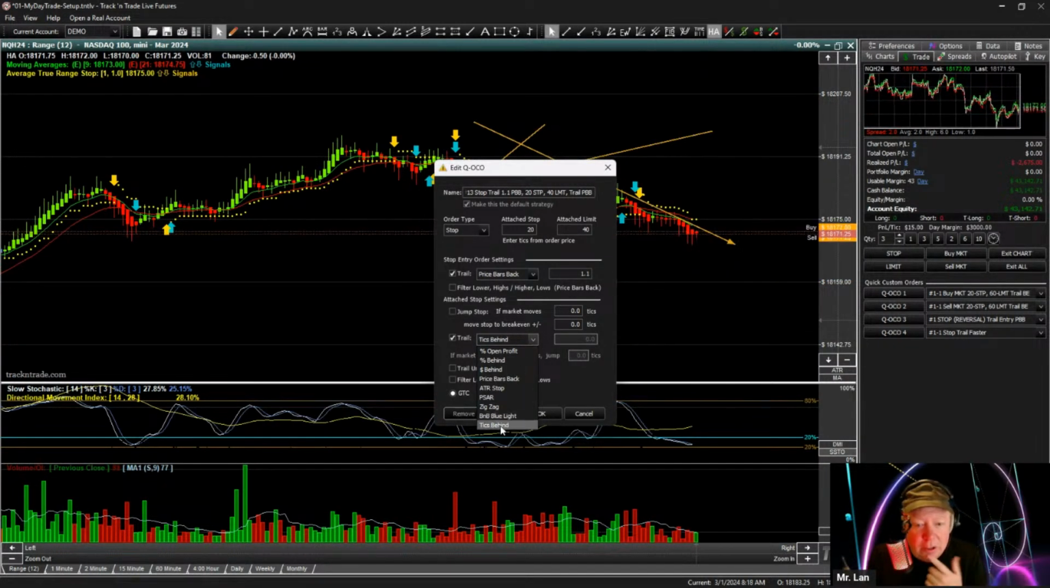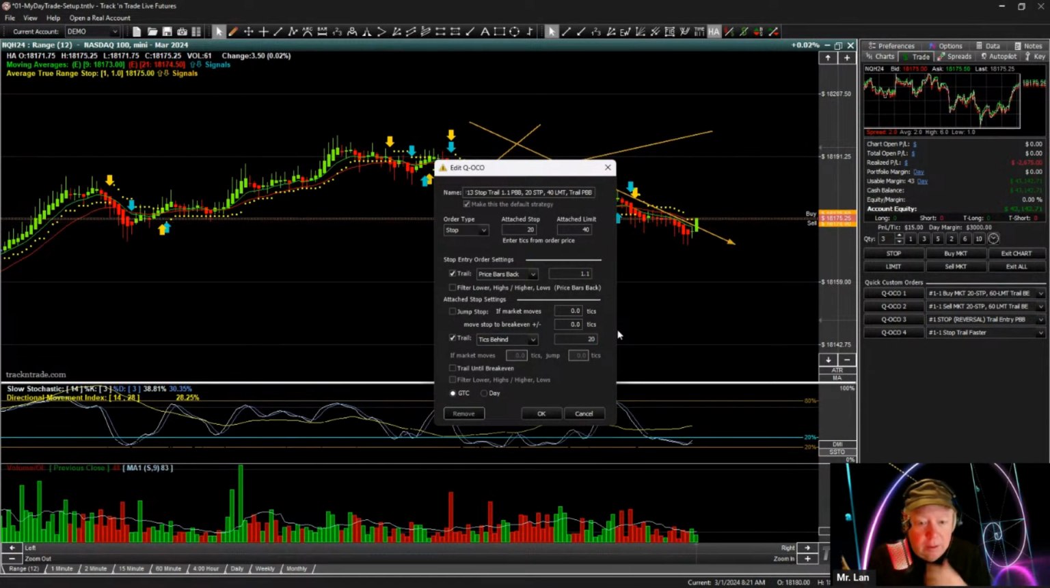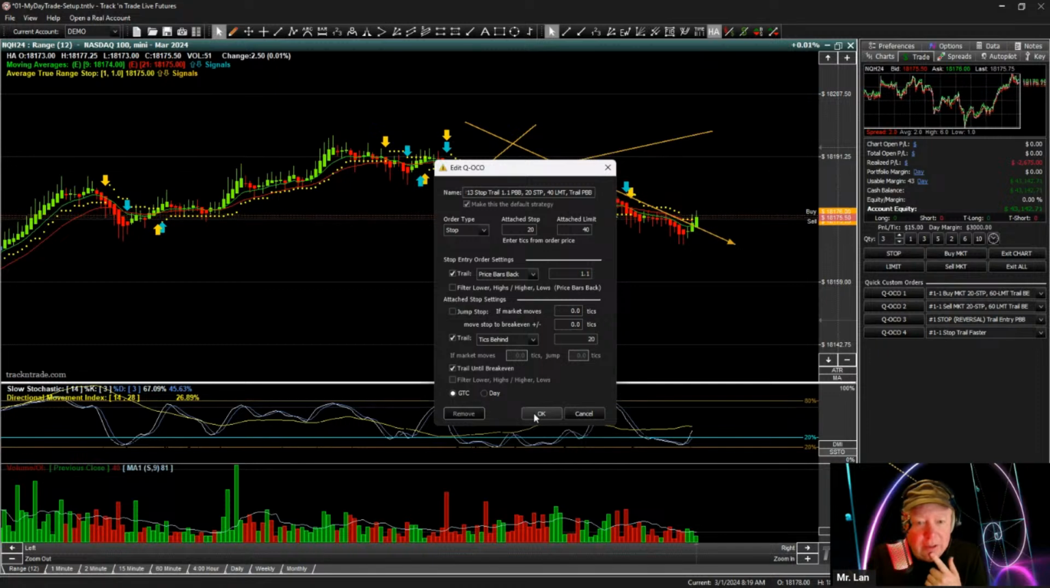What did we say? We're just going to do ticks back, right? 20. And we're going to trail till break even, or should we continue? We'll just trail to break even. Okay, so that's setup number 13.